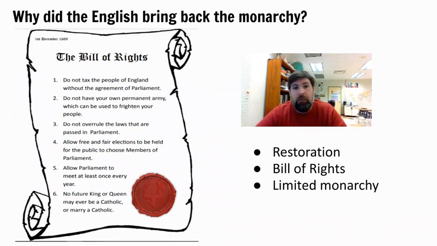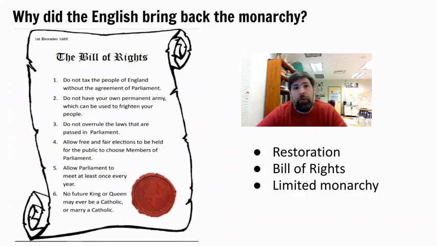You can see here on this little graphic, which is not the real English Bill of Rights, but you can see: do not tax the people of England without the agreement of Parliament. Do not have your own permanent army. Do not overrule the laws that are passed in Parliament. Allow Parliament to meet at least once every year. Allow free and fair elections, etc.